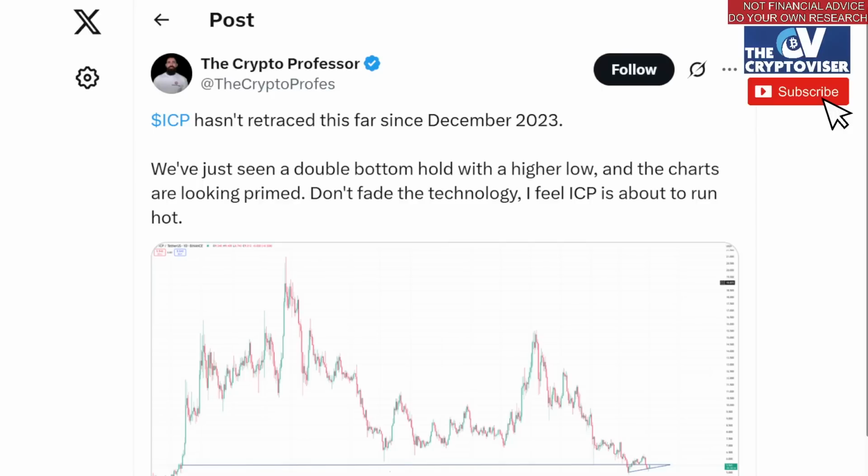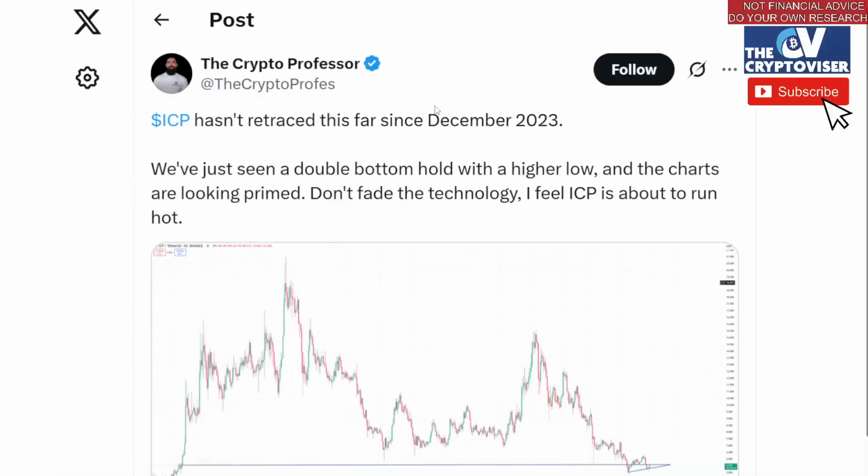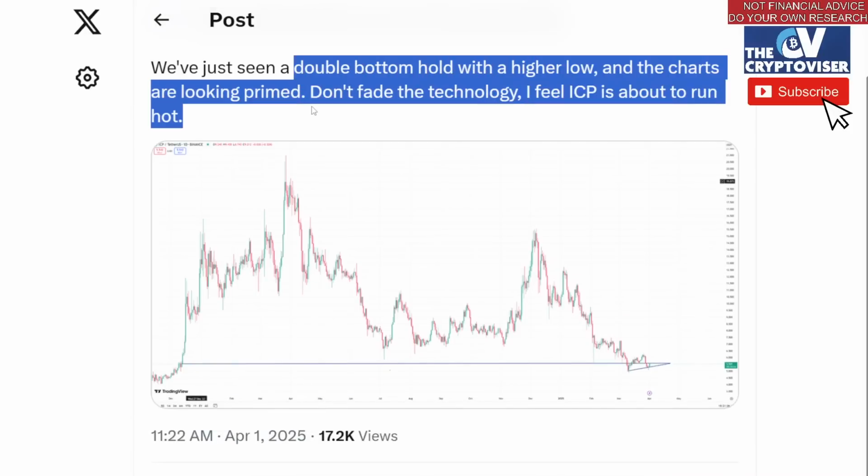We're going to be starting right here with the Crypto Professor's analysis of the ICP chart. Just the other day, the Crypto Professor on X said ICP, the Internet Computer Protocol, has not retraced this far since December 2023. We've just seen a double bottom hold with a higher low, and the charts are looking primed. Don't fade the technology.